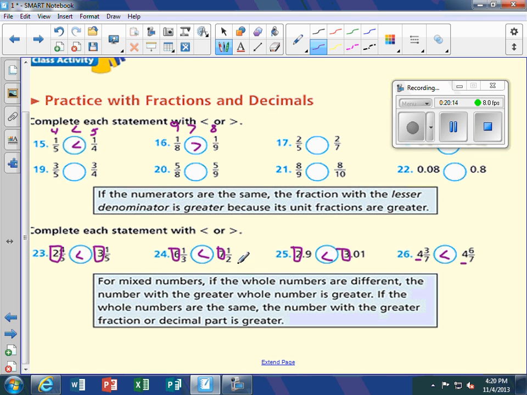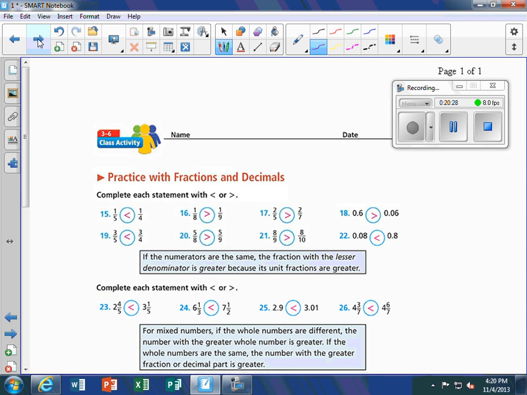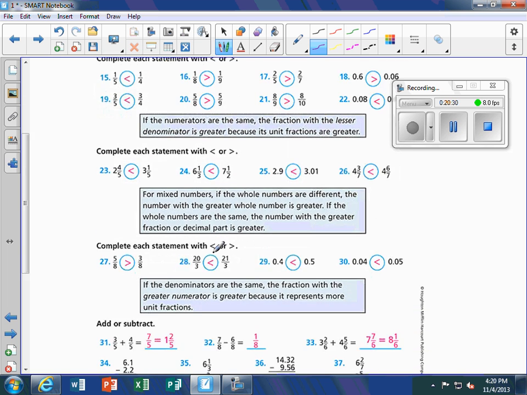There's your answer. It says for mixed numbers, if the whole numbers are different, the mixed number with the greater whole number is greater. If the whole numbers are the same, the number with the greater fraction or decimal part is greater, and that's what it was doing right here. All right. And you can see those are the answers there.